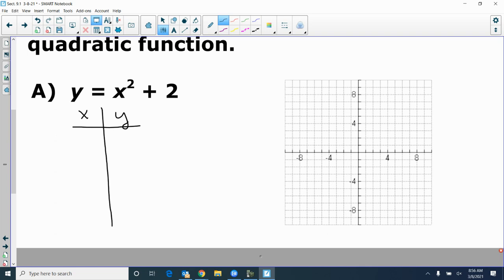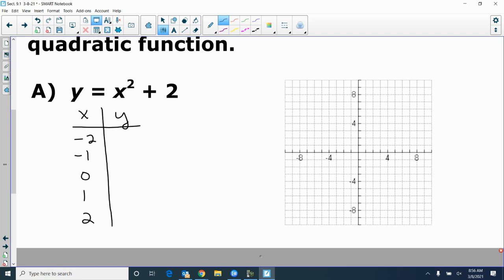It doesn't tell us what you plug in. So technically you can plug in anything you want, but that's not always the best option. Isn't it -2, -1, 0, 1, and 2? Yeah, for now, always start with -2, -1, 0, 1, and 2.